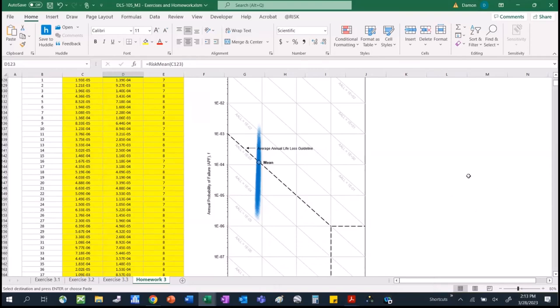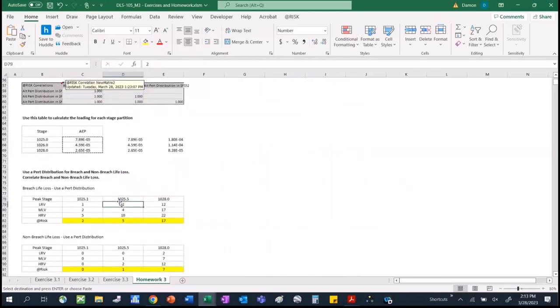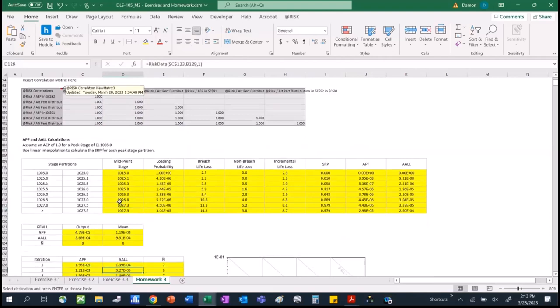Any other questions? Could you go over again the values up around where you have the output for the APF, AAL, and N values, and go through the process again for inputting in those cells? Sure. These right here where I am?